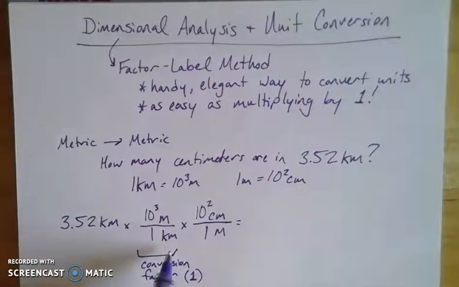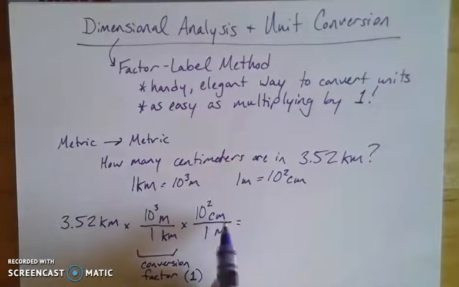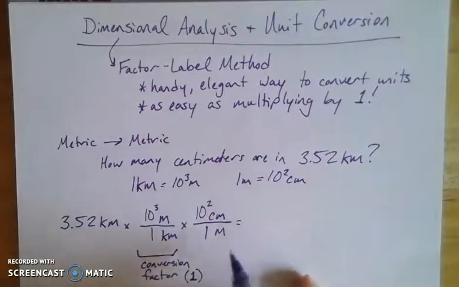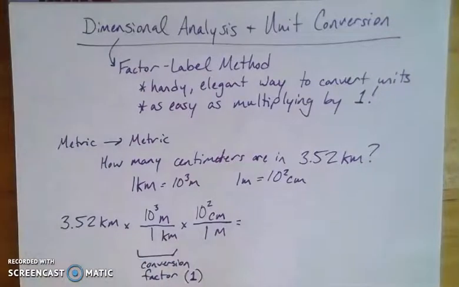Now, my kilometers divide out, my meters divide out. I'm left with an answer in centimeters. What I'm functionally doing here is multiplying by two ones, which will give me some sort of equality in units that are going to give me the units that I'm looking for in relation to the units that I'm given. And that's just kind of the name of the game here.